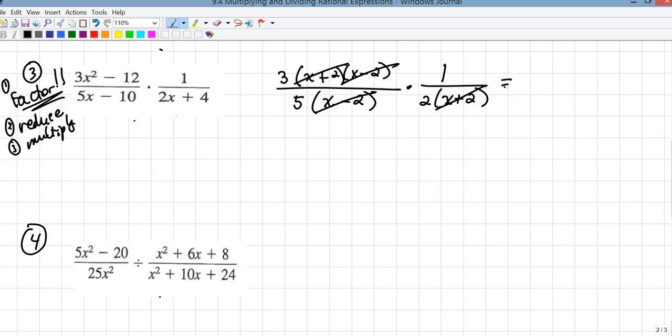So I think I've reduced everything I can, so now I'm going to multiply across. Multiply across my numerator, multiply across my denominator. So I've got 3 times 1 in my numerator and 5 times 2 in my denominator. So the answer is 3/10.